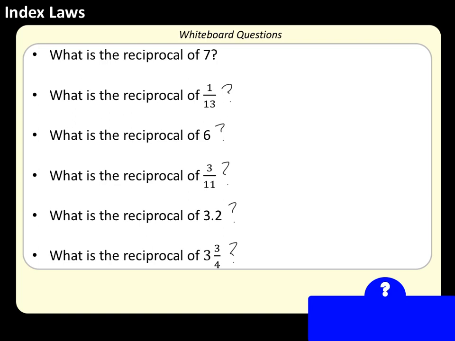Okay, so here we've got a couple of practice questions. So if you want to, you can pause the video now, have a go at these and then replay to check them. And then we'll go on to the next stage.